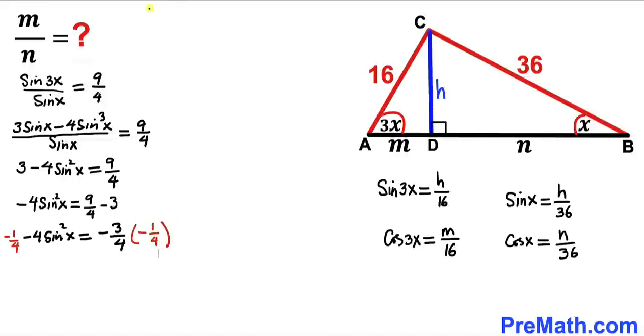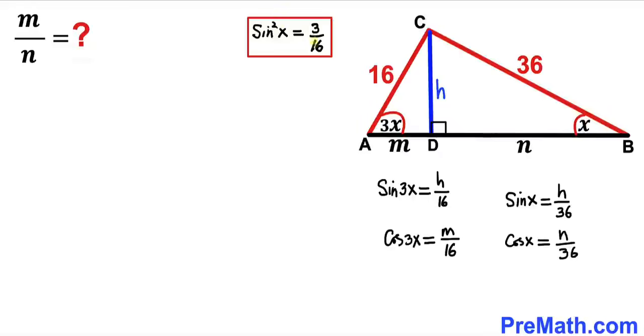And here we can see on this side this negative 1/4 and this negative 4 is gone. So therefore sine square of x value turns out to be, if we multiply both of these, going to give us 3 divided by 16. So therefore our sine square of x value turns out to be 3 divided by 16, and that is going to be very helpful for us in the next few steps.